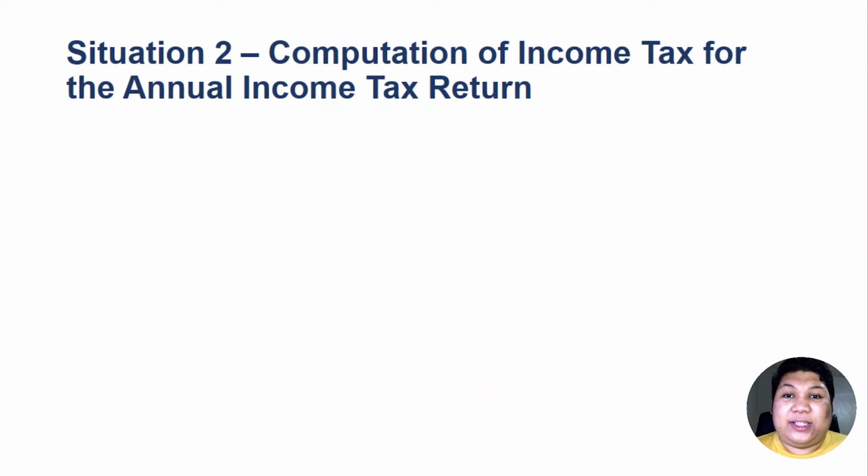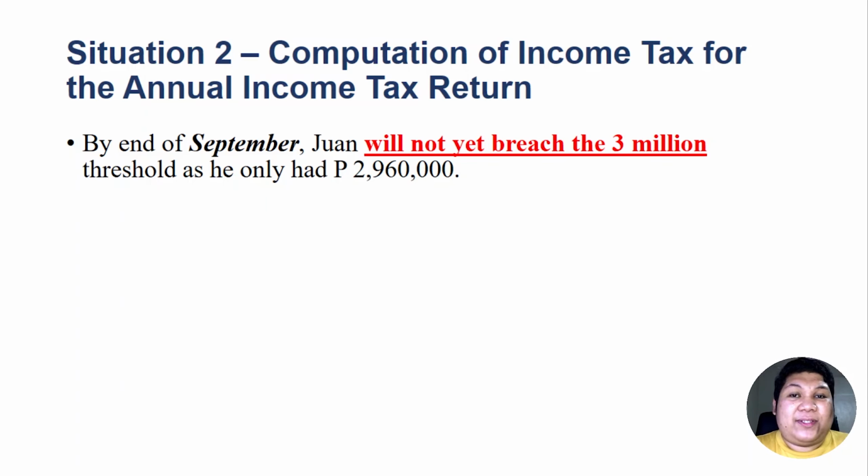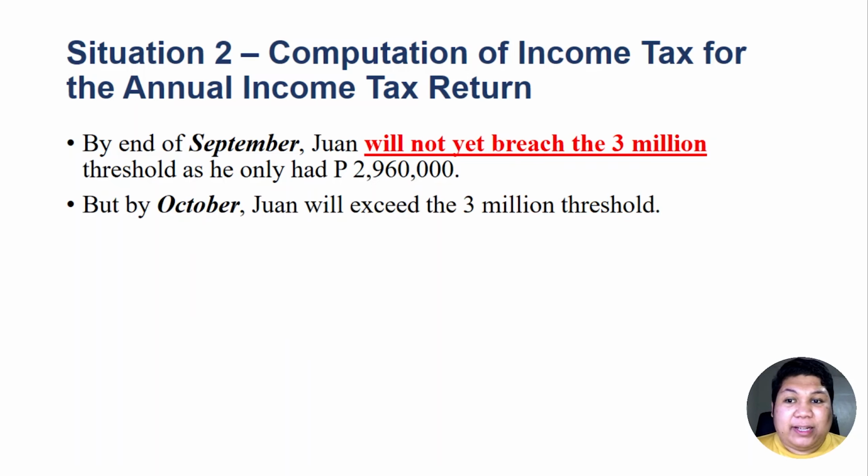For our second situation, we will compute the income tax due for the annual income tax return. Meaning to say, by the end of September, end of the third quarter, Juan will not yet breach the 3 million threshold as he only had 2,960,000. Okay? So he did not breach yet the 3 million threshold as of September. But by October, Juan will surely exceed the 3 million threshold.